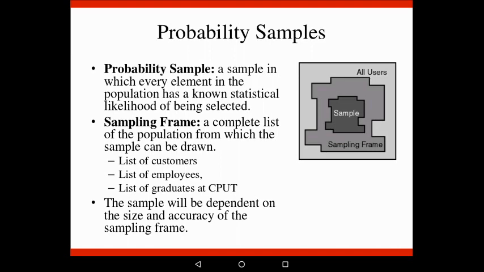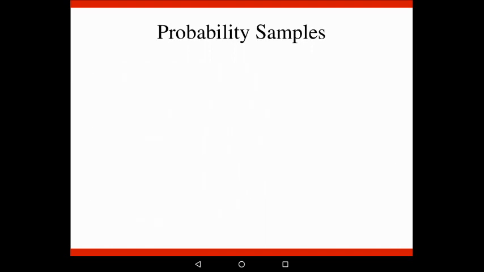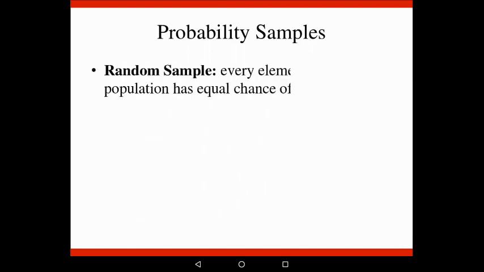The sample will be dependent on the size and accuracy of the sampling frame. So if in your database, in your list of graduates of CPUT, you don't have their correct email addresses, if it's not accurate, you won't be able to contact them. So you won't be able to get such a big sample. So you need to make sure that your contact details in your sampling frame are correct.